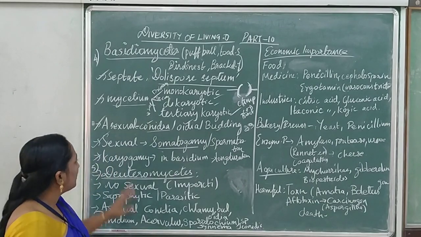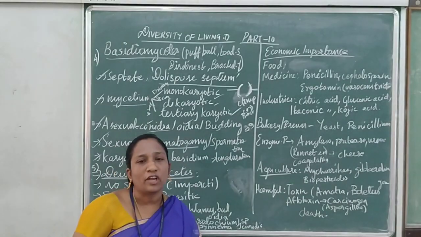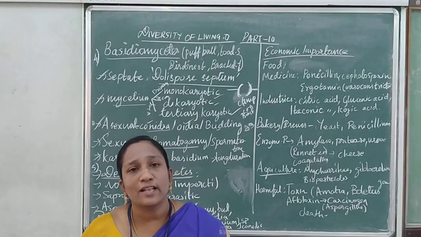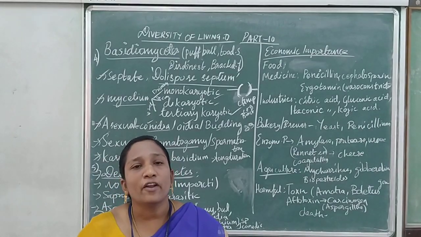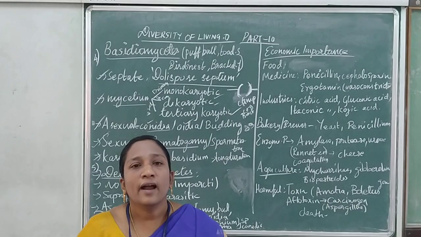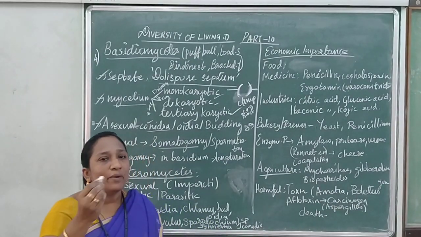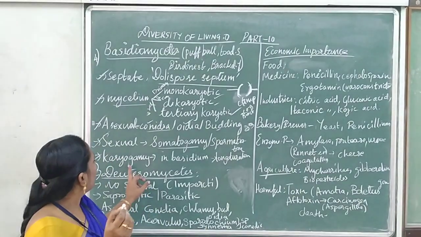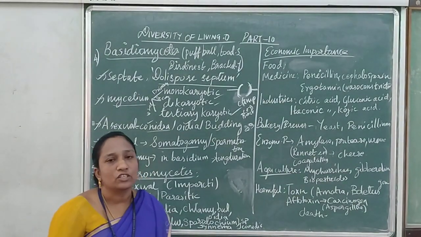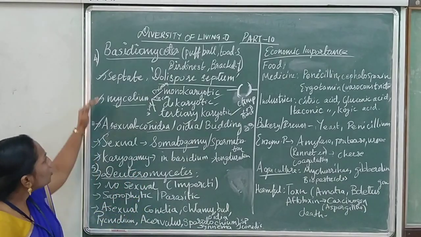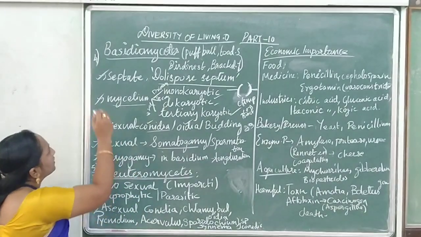Next one is karyogamy. So karyogamy is sexual reproduction. Under karyogamy, a single cell will change into two cells. Then the two cells will change into four cells, and it will undergo spore formation. And finally, it forms a hook-like structure. So that is called karyogamy. That is cell division.